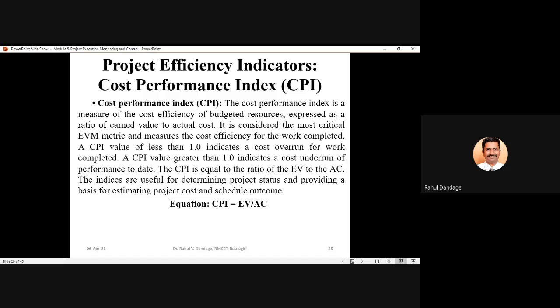These indices, either SPI or CPI, are very useful for determining the status of your project at any particular point of time, and they are also very essential to provide a strong basis for estimating the project cost and schedule of your project.